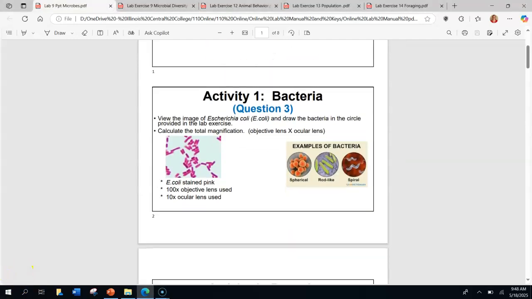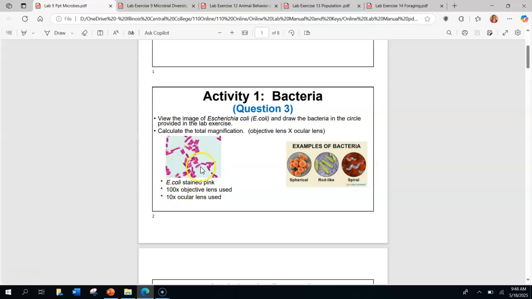Our first microbe is going to be bacteria. We will look at the bacteria E. coli, which is found in our gut, and it is a good bacteria. So here you have an image of bacteria when viewed under the microscope. We have stained E. coli pink so that you can see it a little bit more clearly.